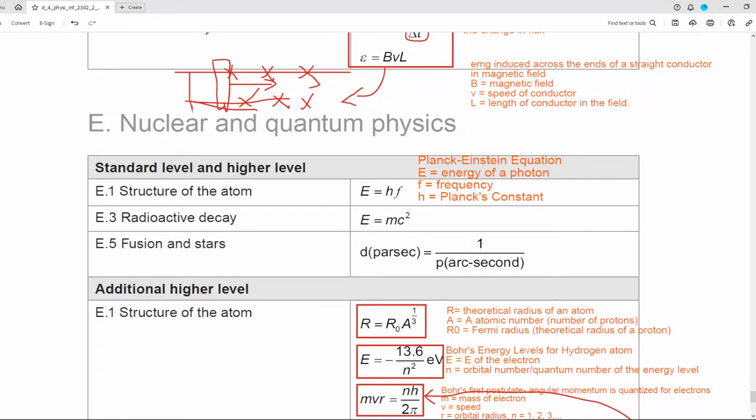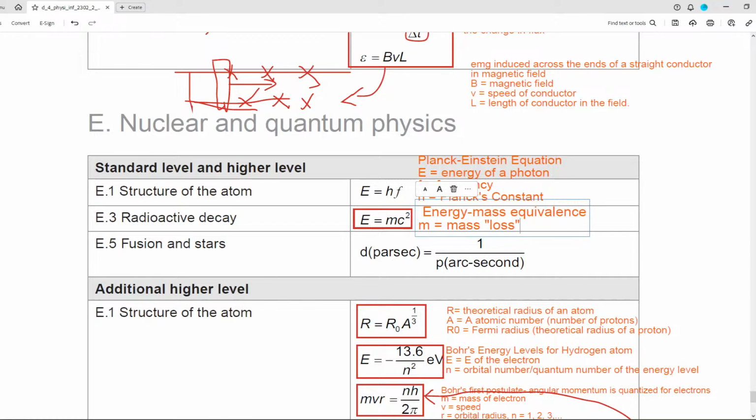E.3 talks about radioactive decay and binding energy, what binds nucleons together, and that is, of course, the binding energy, which is Einstein's energy-mass equivalence. So energy-mass equivalence. m is the mass change, the mass loss, during a nuclear reaction.